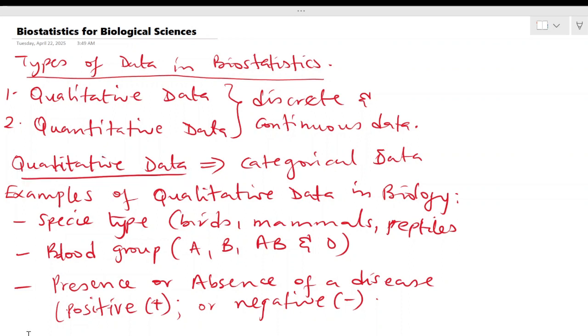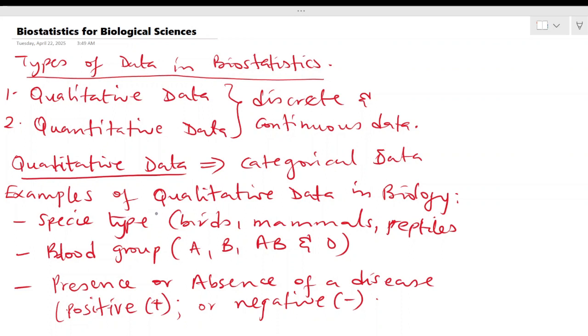The qualitative data, as we can see here, is also known as categorical data, and that describes the characteristics or qualities that cannot be measured. The key word is that it cannot be measured with numbers but can be categorized. So this type of data helps in grouping or classifying observations based on specific attributes. It cannot be counted, it cannot be numbered, it cannot be measured.